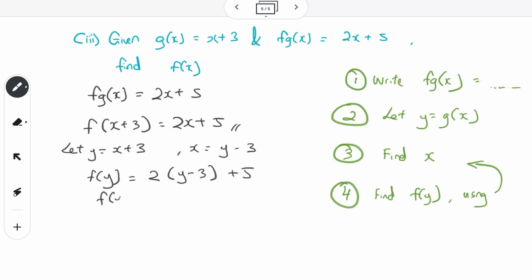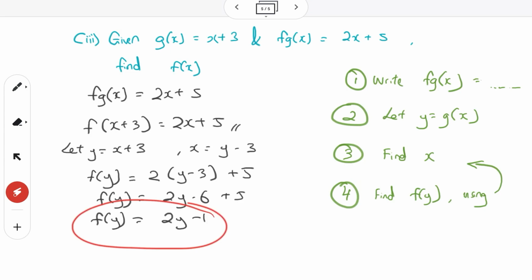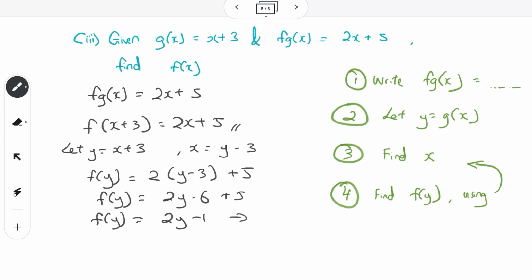Right? And let me just finish this. Right? So we have this f(y) equals 2y minus 1. And therefore, we can conclude that f(x) equals 2x minus 1. Essentially, just replace the y's with x's. And you might be asking, how can we do that? x is clearly different from y.